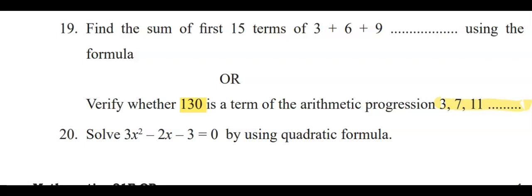Let me solve this problem. This is a choice question, or of question number 19. See children, whenever they ask you to verify, for example, let me take 3, 7, 11 and so on. We assume 130 is there or not, we don't know, but let me assume 130 as my last term, nth term. Still we don't know that 130 is there or not, but let me assume 130 as my last number.